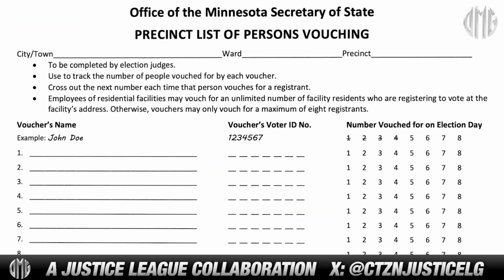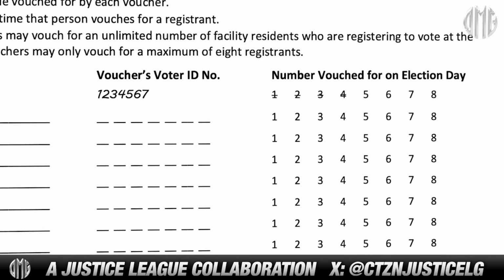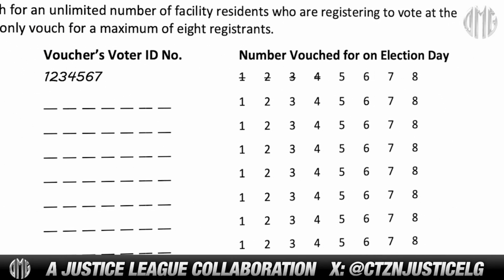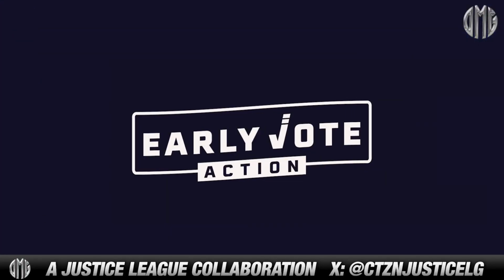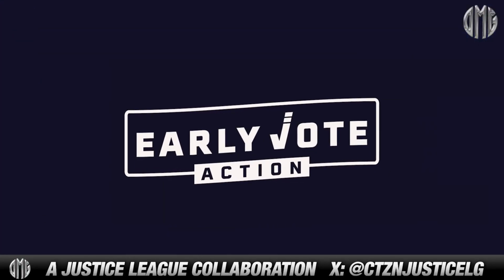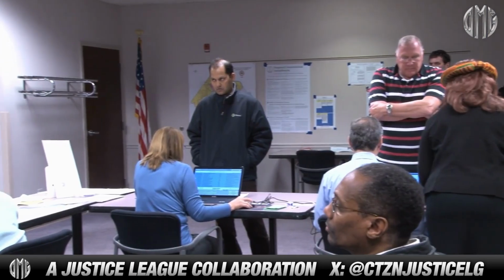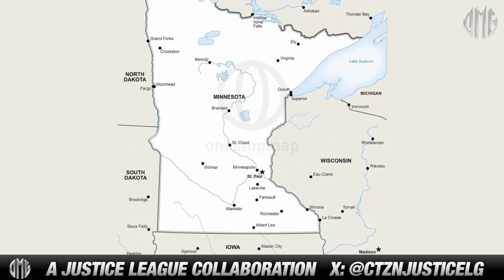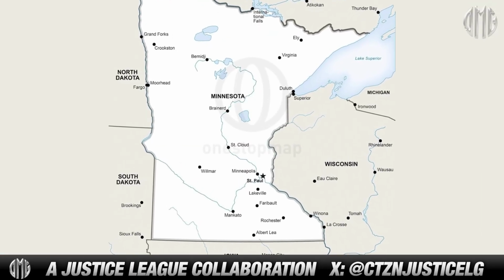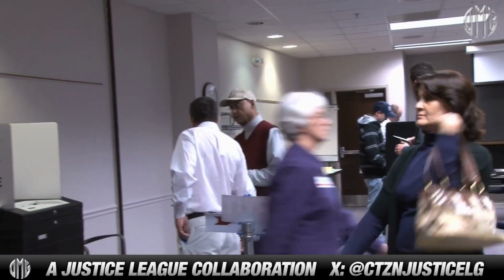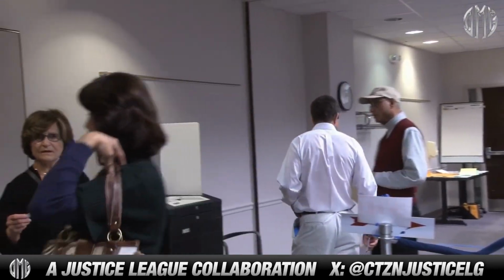This document shows that the election workers simply circle a number of the vouchees. There's no other identifying information. And Scott Pressler from the organization Early Vote Action says there is no list of these vouchee voters anywhere. When he requested them from areas like Duluth, St. Paul, Minneapolis, and St. Cloud, Minnesota, Pressler says they are nameless, faceless, and recordless.